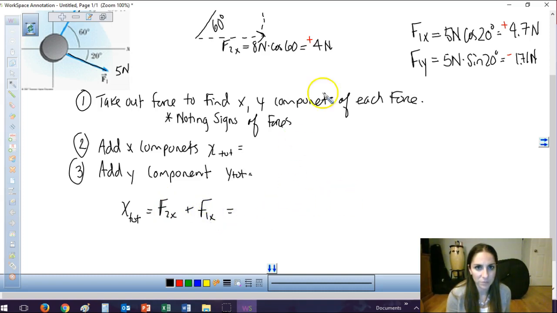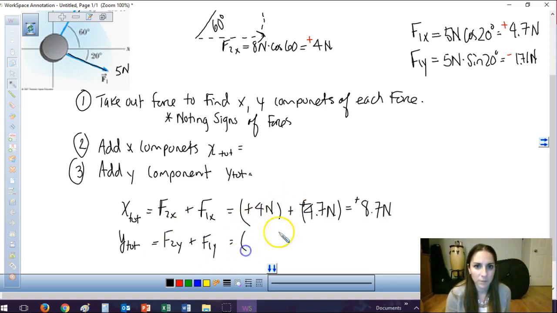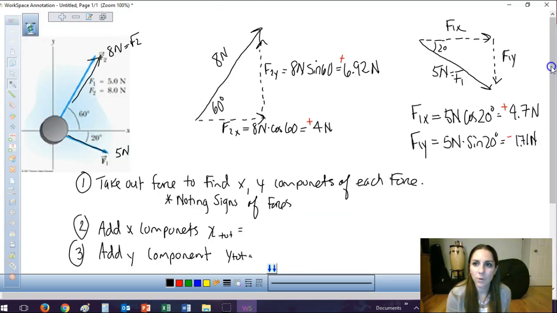So F2 of x is positive 4 newtons plus positive 4.7 newtons, which gives me positive 8.7 newtons. Okay, and then we're going to do the same thing here. Alright, so the y component of the first one was 6.92 positive, okay.